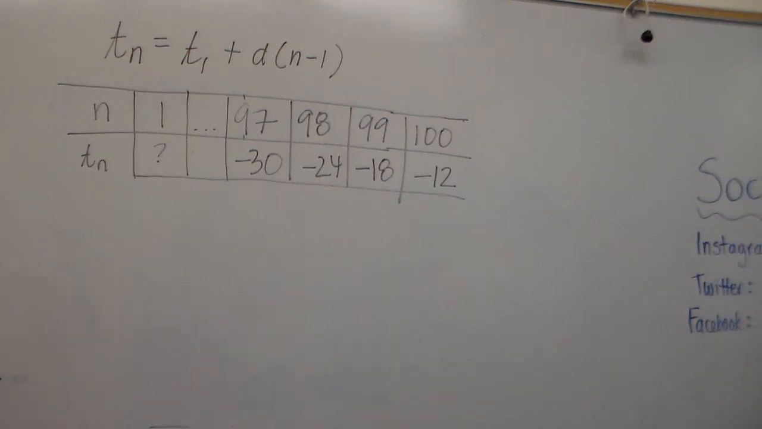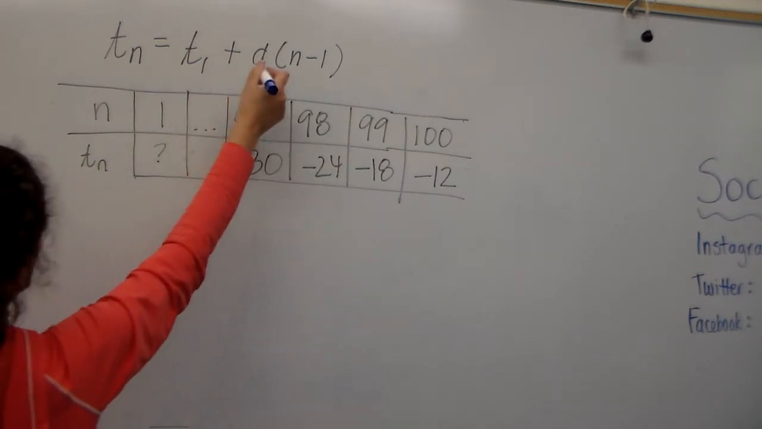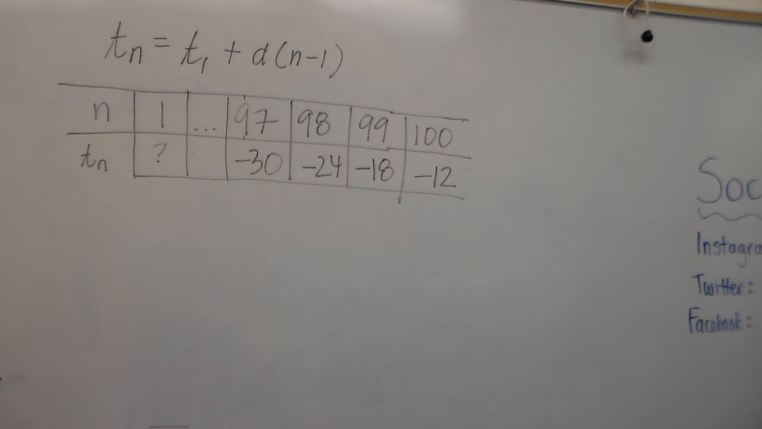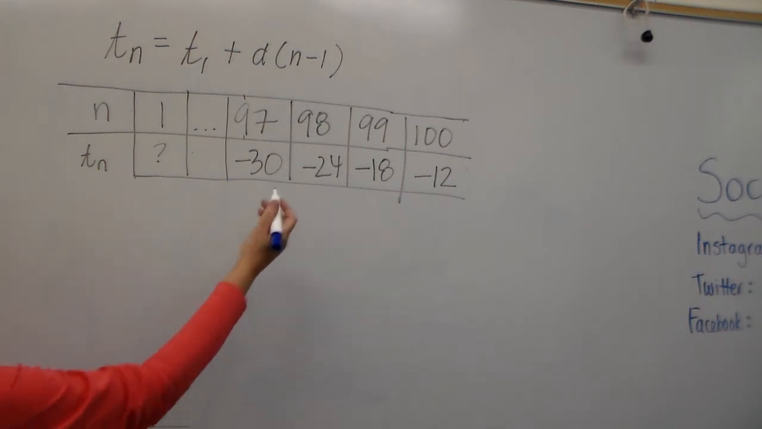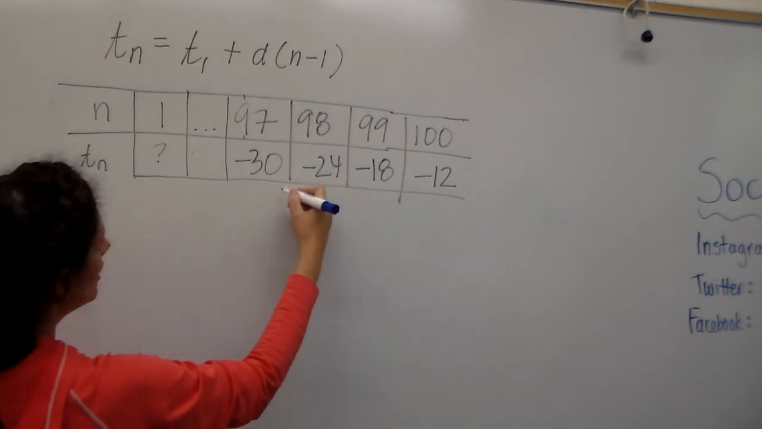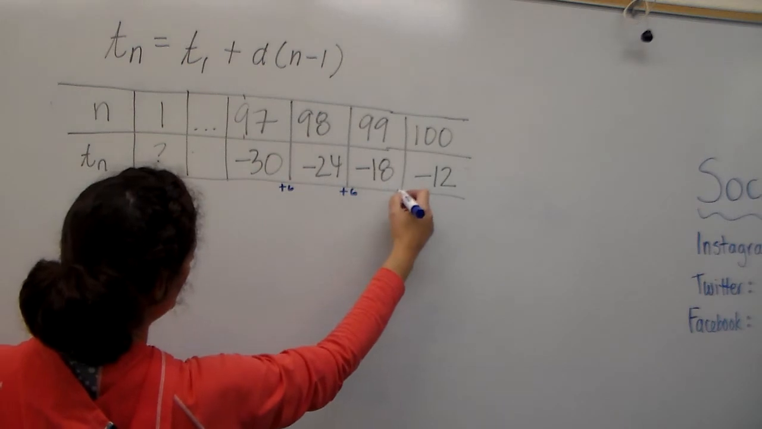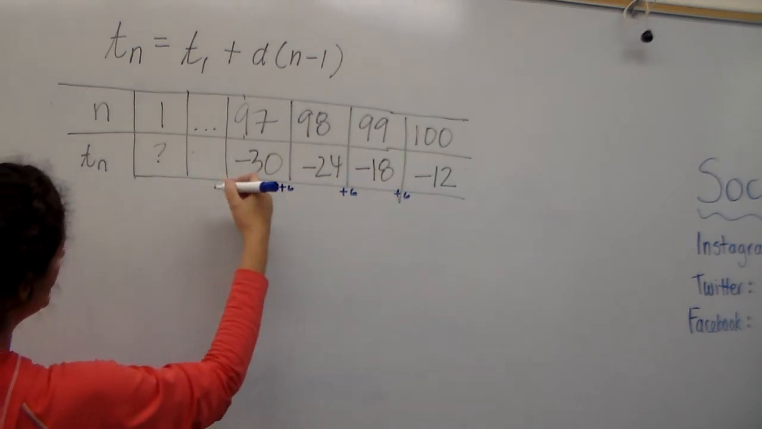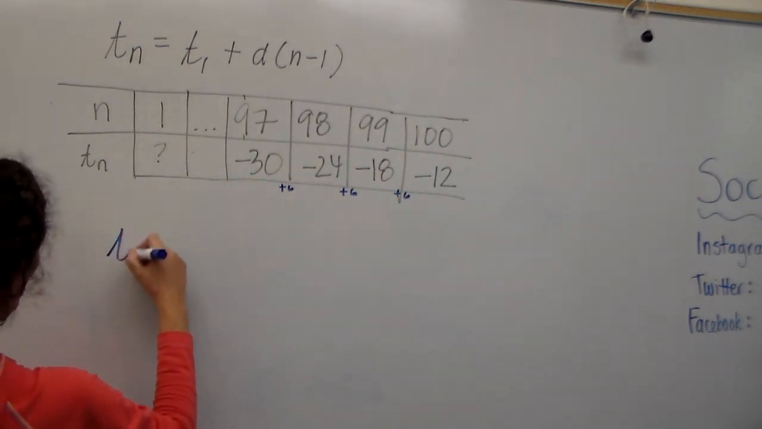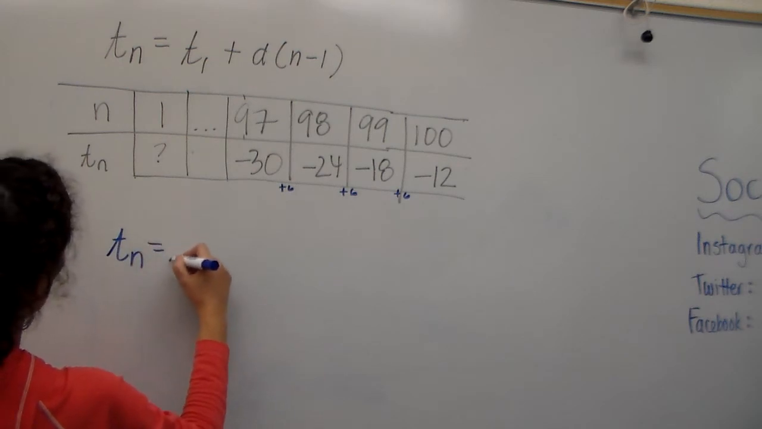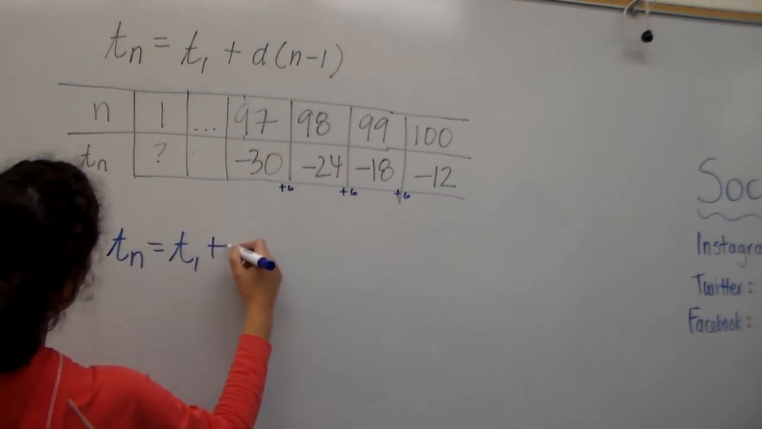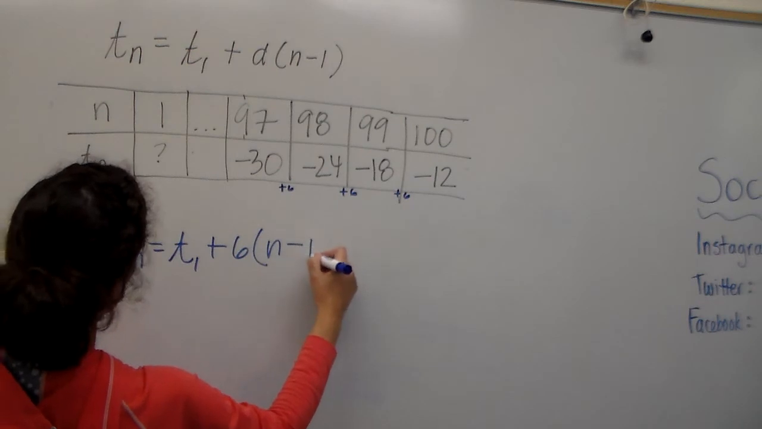So what do you do if you need to find the first term in the sequence? We said to find the rule, you needed to know d and t sub 1, and we don't have that, but we can still fill in some other things. So first we should always find our difference. So it looks like I'm adding 6 every time. So d is 6. So let's fill that part in. T sub n equals t sub 1 plus 6 times n minus 1.